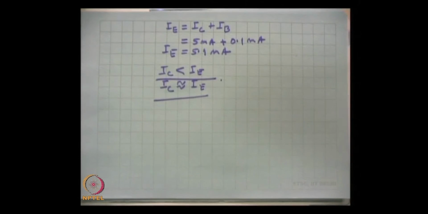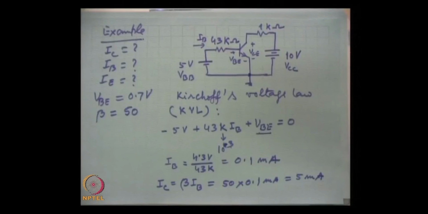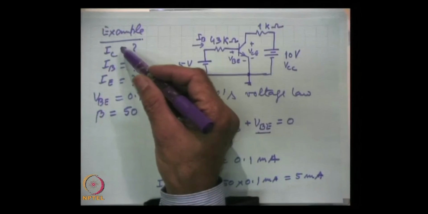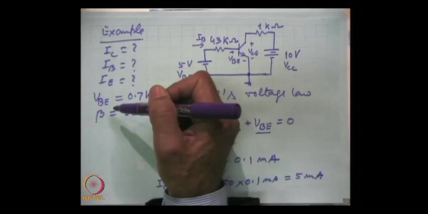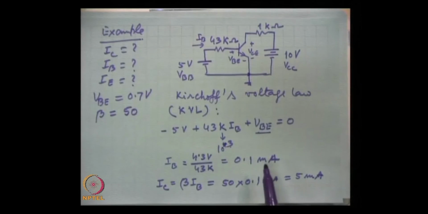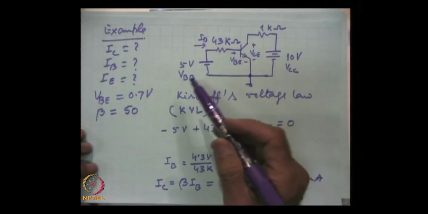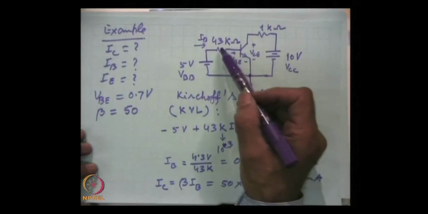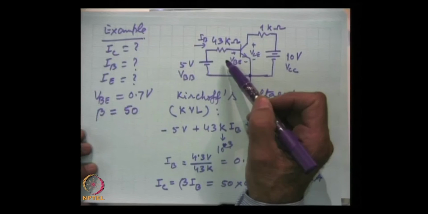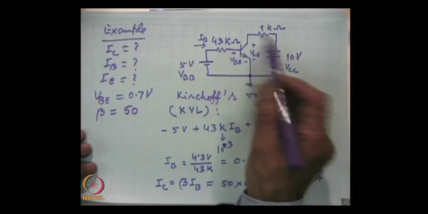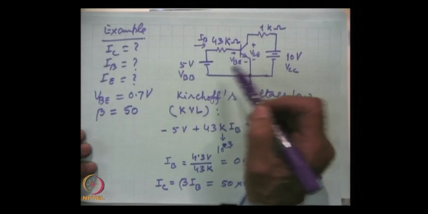So, I have taken this example to illustrate a few things. Often we will be required to calculate the currents. So, how to calculate the currents in a circuit, and another purpose was to show you what kind of resistances, what is the order of resistances, which we have to use in transistor circuits.